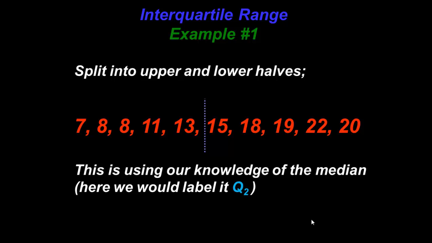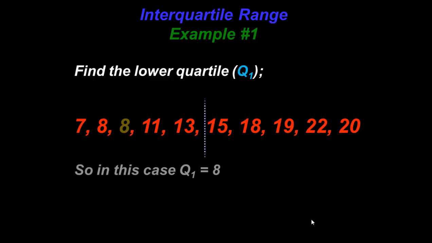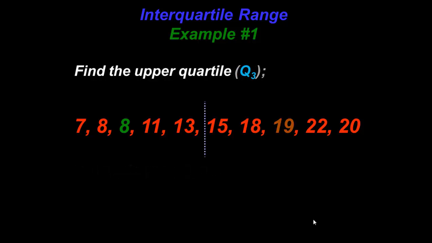upper half. So the lower quartile, which we're labelling Q1, there it is, we can just see by inspection it's the number 8, and the upper quartile, Q3, again by inspection it's 19. And now the final part is just like working out the range.